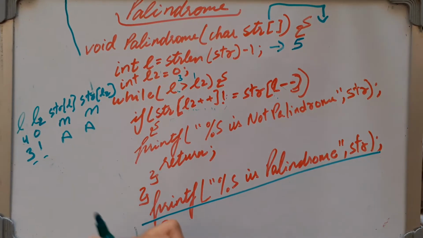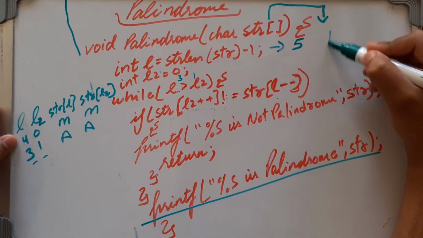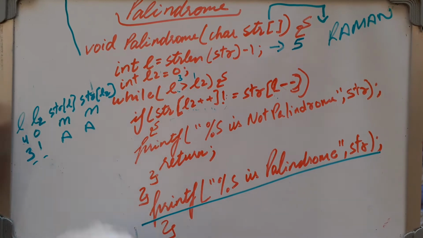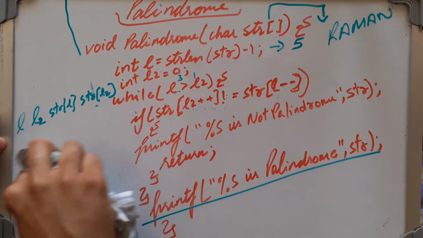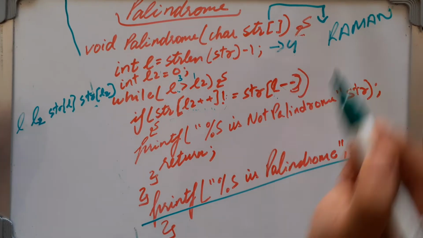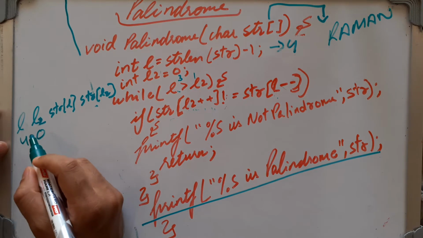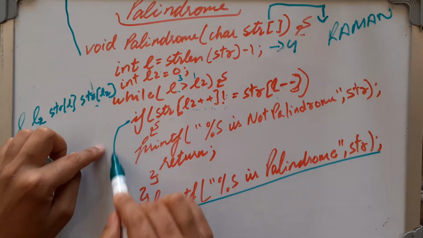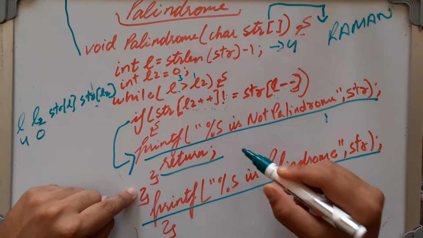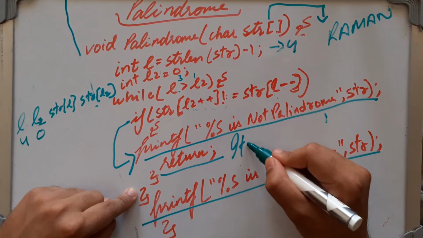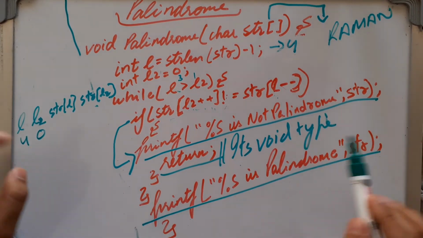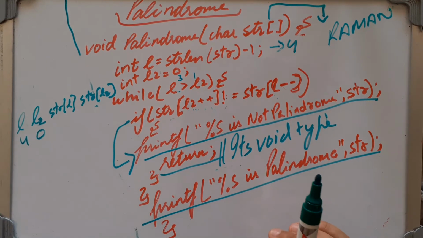Take example of Ram, not like Raman. Okay, we are having Raman and let us do like same as that, it is having like both 4. Okay, so it's 4 and 0, it's R and N. Straight away it will come in this if loop, and this if loop will say it is not a palindrome, and then it will return. We are not returning a value here because it's a void type. Okay, this is a simple program of palindrome.